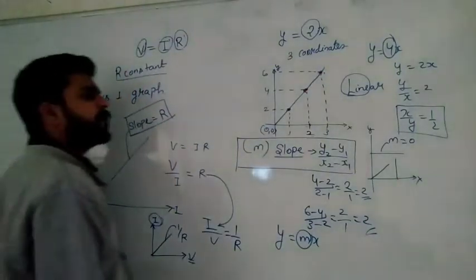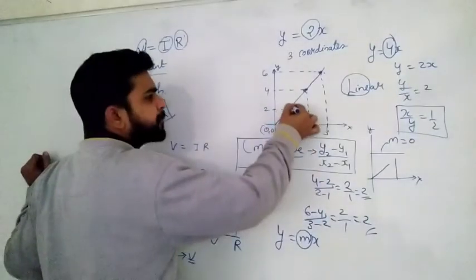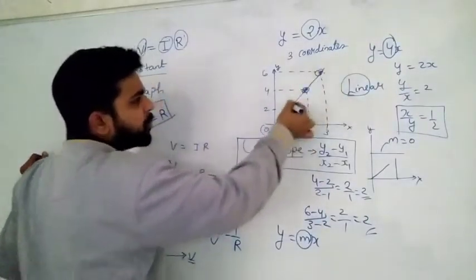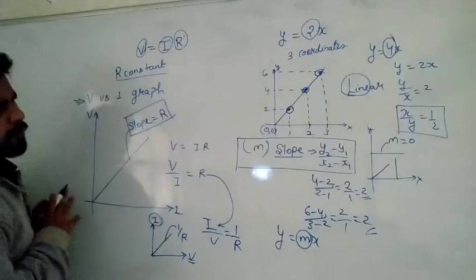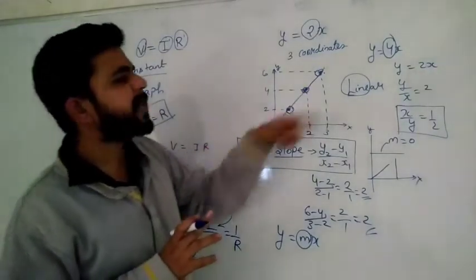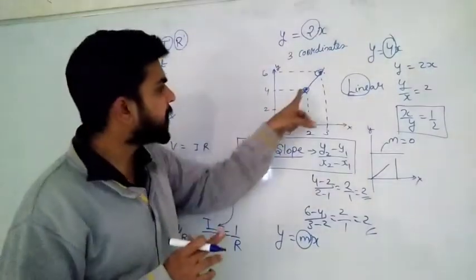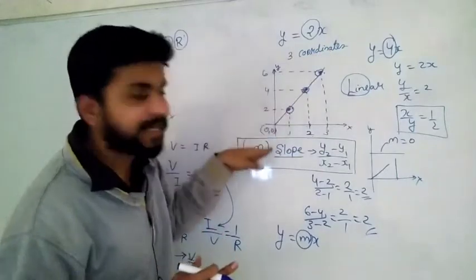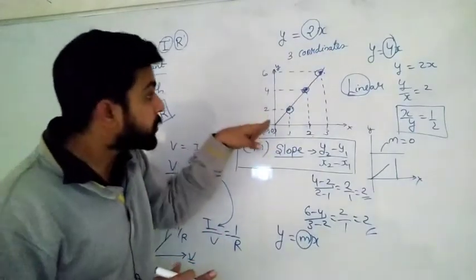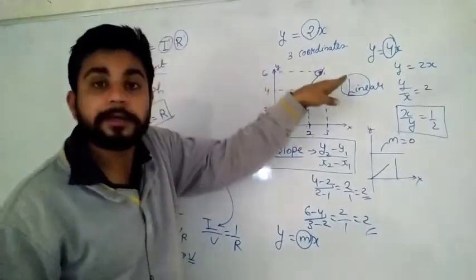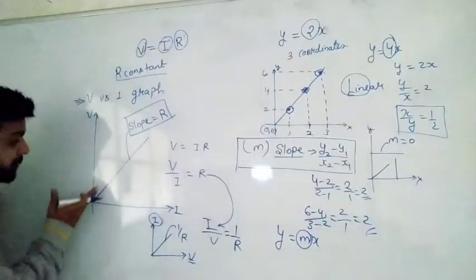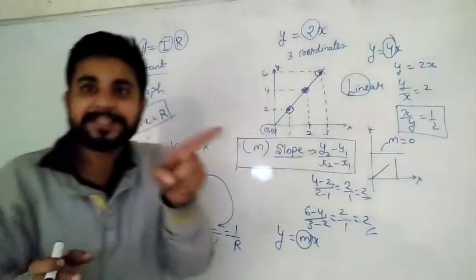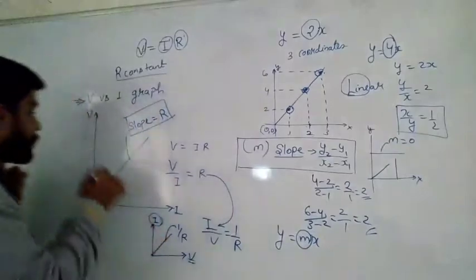Acha, one more thing I want to ask you. What is the slope at this point and this point? Same slope or different? Sir, the slope is the same everywhere. It is exactly the same line. Exactly. So is the slope constant over this line? Yes. Similarly, is the slope constant? Yes. Basically sir, resistance is always constant, so slope is always constant in the V versus I graph.